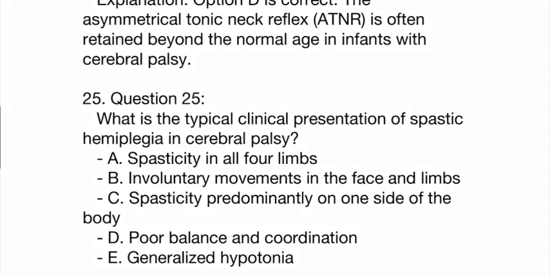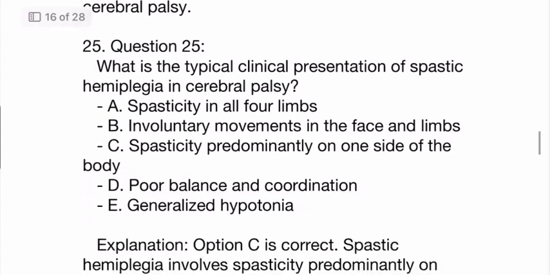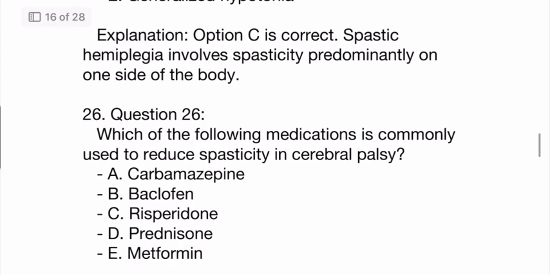25. What is the typical clinical presentation of spastic hemiplegia in CP? Okay, typical clinical presentation of spastic hemiplegia. A. Spasticity in all 4 limbs. B. Involuntary movements in the face and limbs. C. Spasticity predominantly on one side of the body. D. Poor balance and coordination. E. Generalized hypotonia. Okay. Spastic hemiplegia. It's spastic, so spasticity will be there. It's hemiplegia, it will be on one side. So spasticity predominantly on one side of the body.